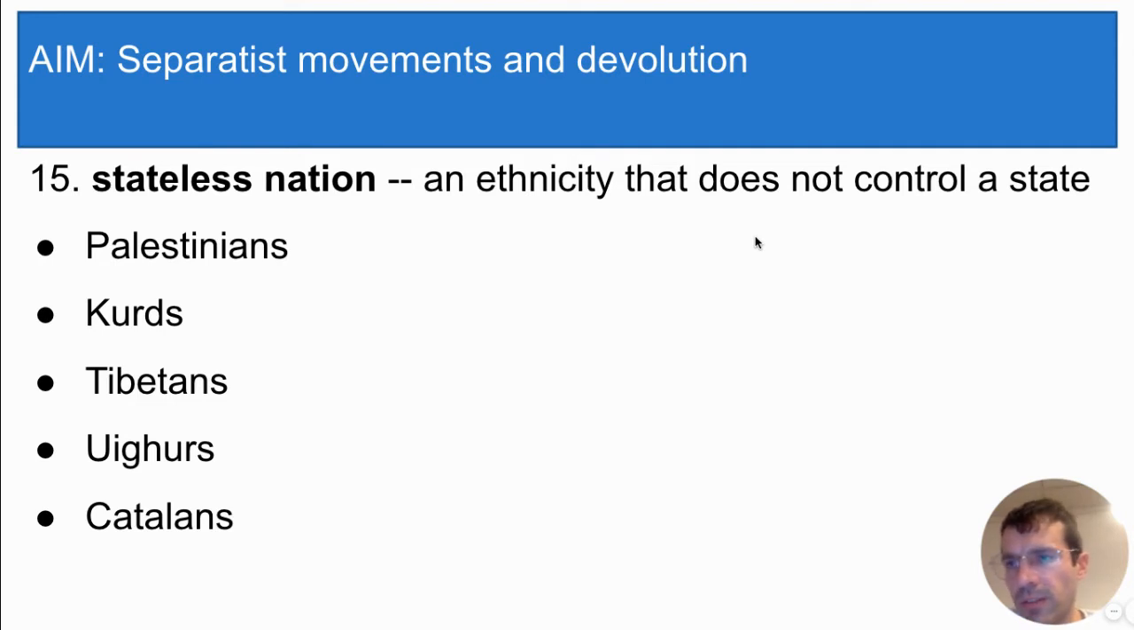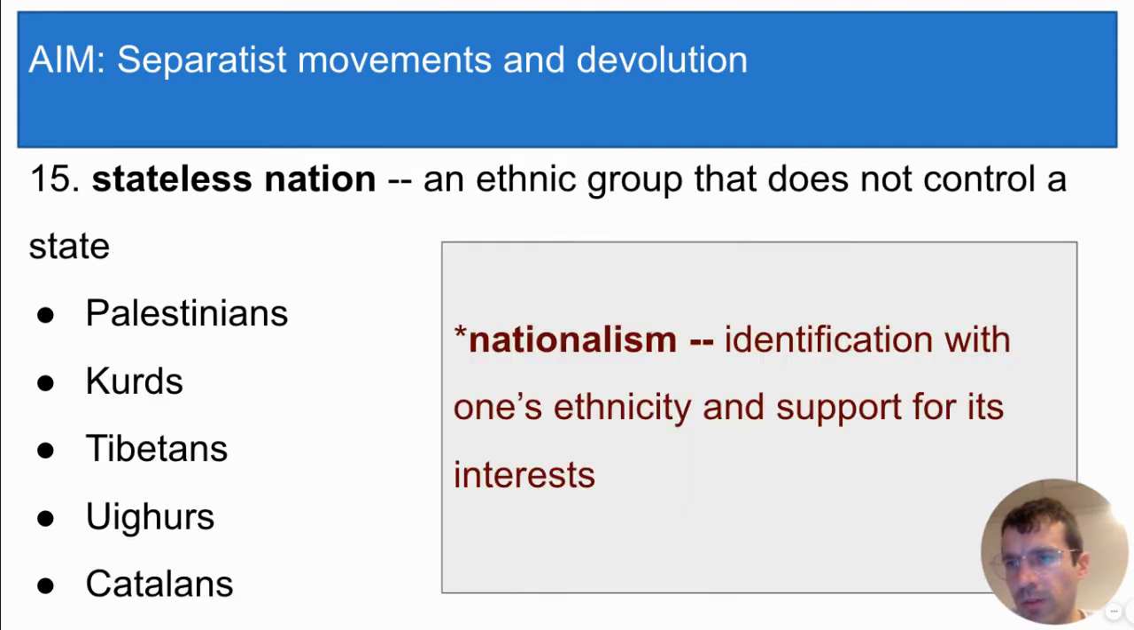Often, stateless nations express their desire for their own state through nationalism, by emphasizing unity among the ethnicity and advocating for independence. That desire for independence creates what are known as separatist movements, a movement to break away from a country and form an independent one. At least some members of all the stateless nations you just listed are currently engaged in separatist movements.